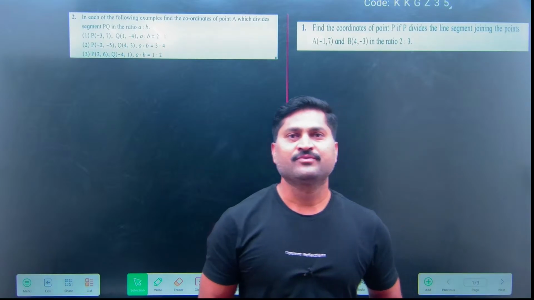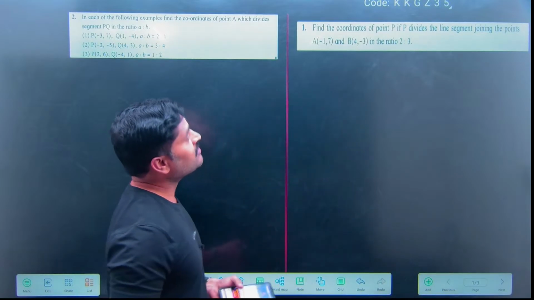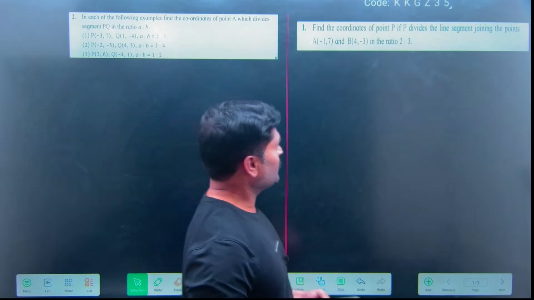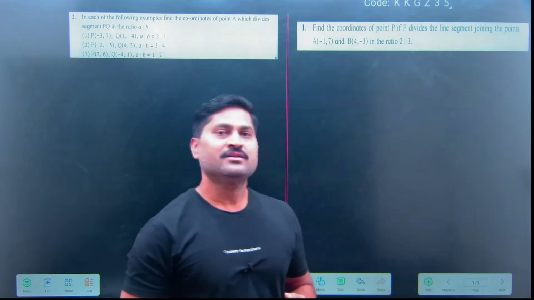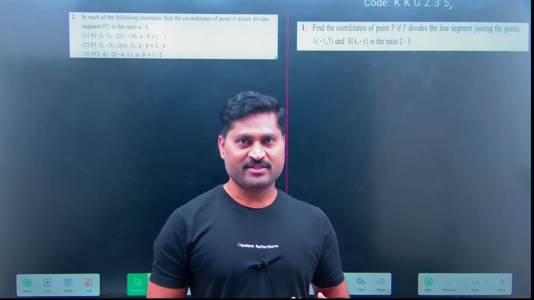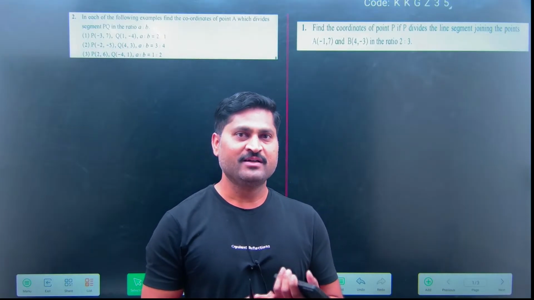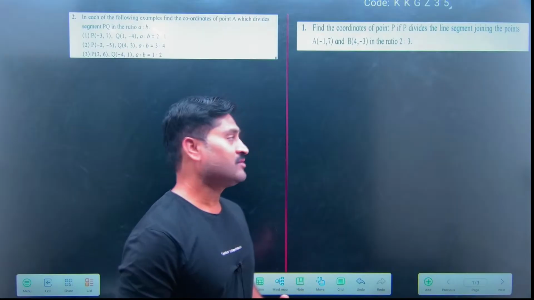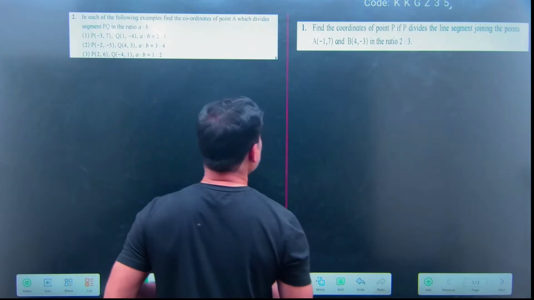So let's start with second exercise of your coordinate geometry. So in this exercise the sums are based on section formula, midpoint formula and centroid formula, that is of triangle. So let's start with one by one.